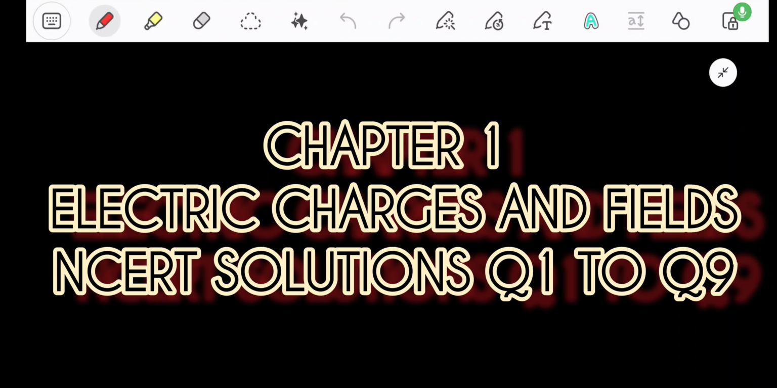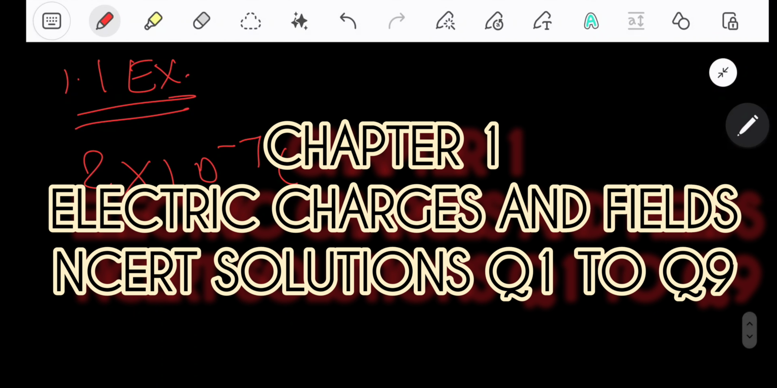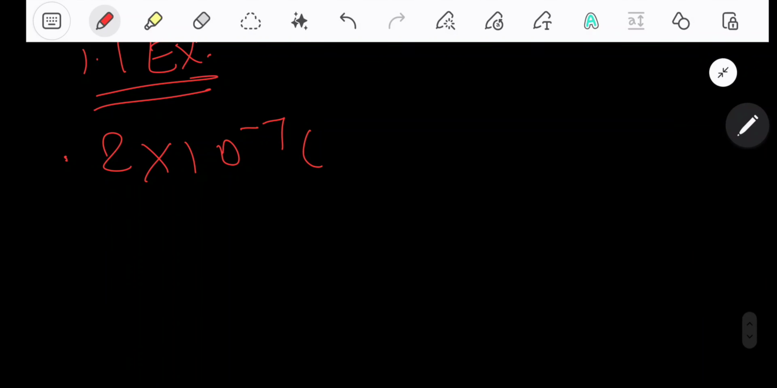So in this video, we're going to be doing the exercise questions. The first question says: what is the force between two small charged spheres having charges of 2 into 10 raised to minus 7? We're doing exercise 1.1 of your reader, and the first question is we have given that q1 is equal to 2 into 10 raised to minus 7 coulomb, right?